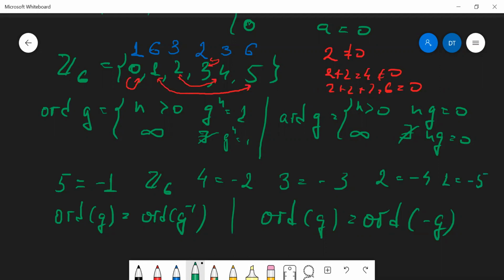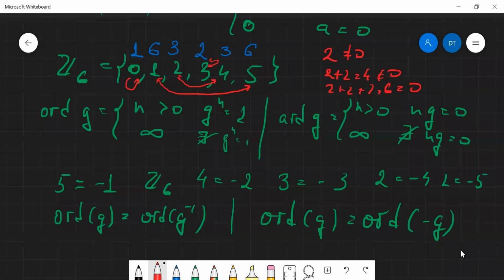So if you computed the orders of 0, 1, 2, and 3, now you can compute the orders of 4 and 5 using this rule below. You don't need to compute the order of 4. It's simple here, and you can do it by hand, but since you already know that the order of 2 is 3 and 4 is minus 2, then the order of 4 is also 3. So this is one way how to simplify the computations. Okay.